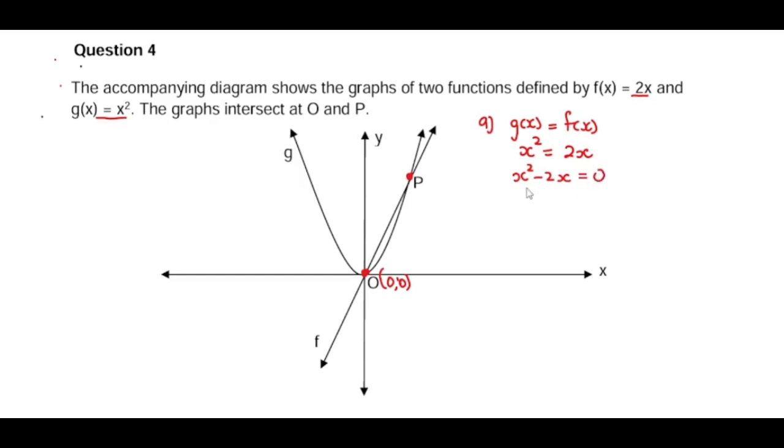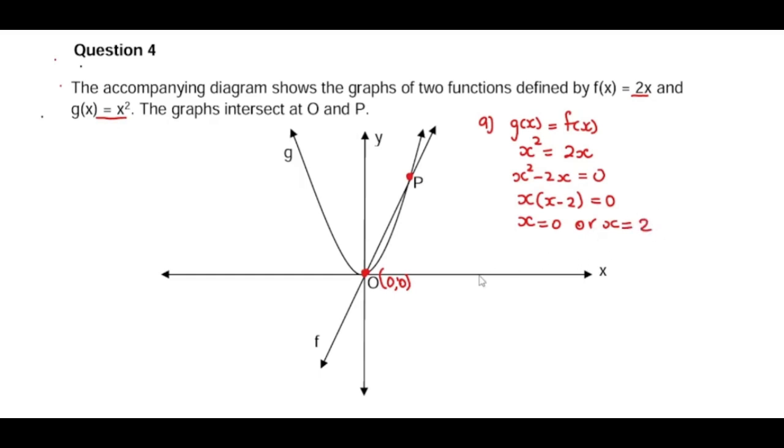To solve for x here, let's take out x as a common factor. So we can write this equation as x(x minus 2) equals 0. So this is a zero product property. We can use the zero factor law to solve for x. We take this first x that is outside the bracket and equate it to 0, or the value of x will be equal to 2.